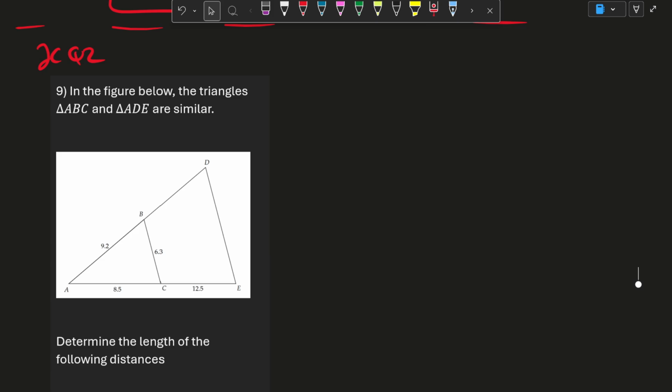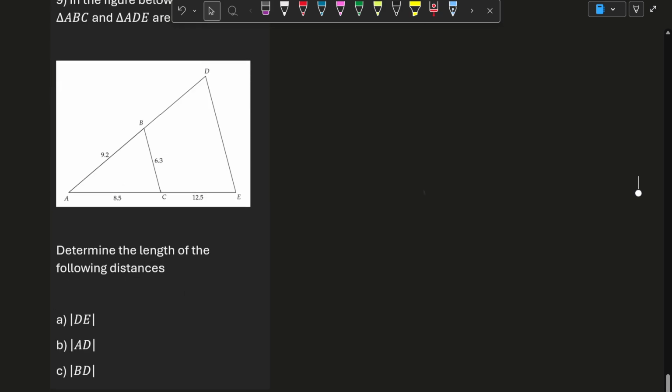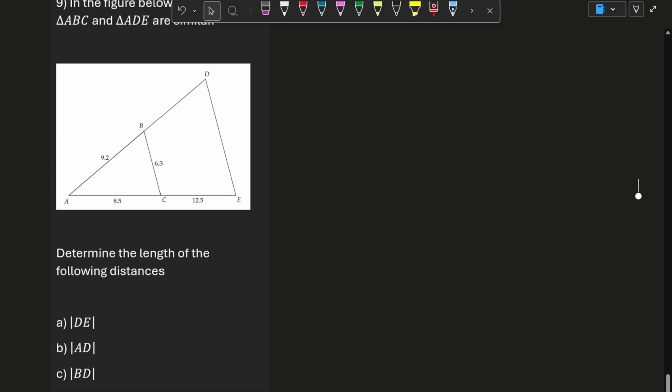So, in the figure, the triangles ABC and ADE are similar, and we want to determine the following lengths: DE, AD, and BD. DE is this length here. So, if ABC and ADE, now for ADE I might do sort of hashed lines to make it a full triangle.